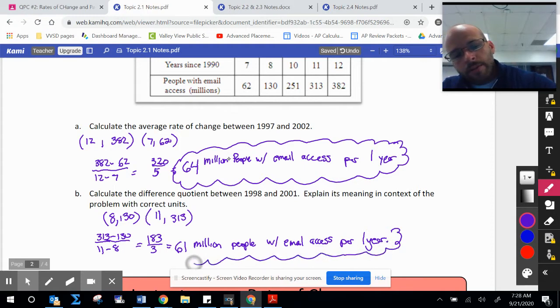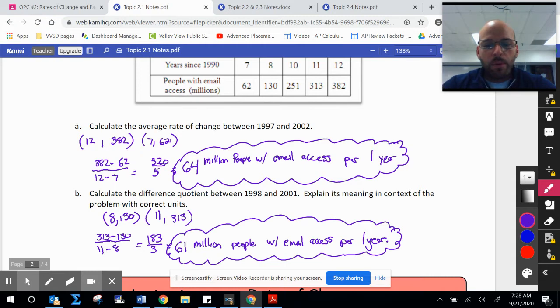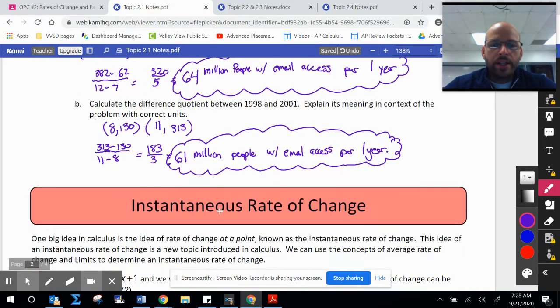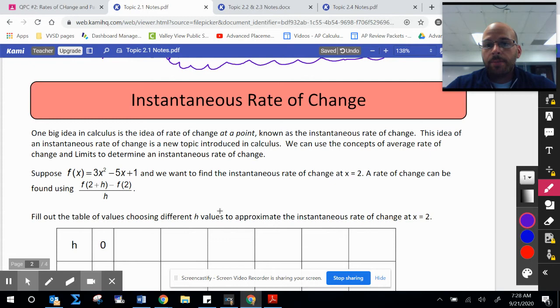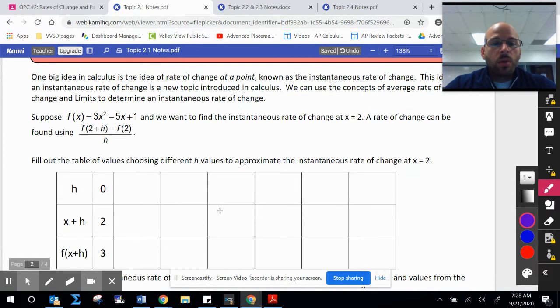Again, this is a rate of change. This is the average rate at which the number of people with email access is changing per year over that time interval, okay? So that's kind of the idea here. Now, what if I don't want the rate of change over an interval? I just want the rate of change at an instant, right? At 1 year or at one time. Okay, so that's what we're going to do.